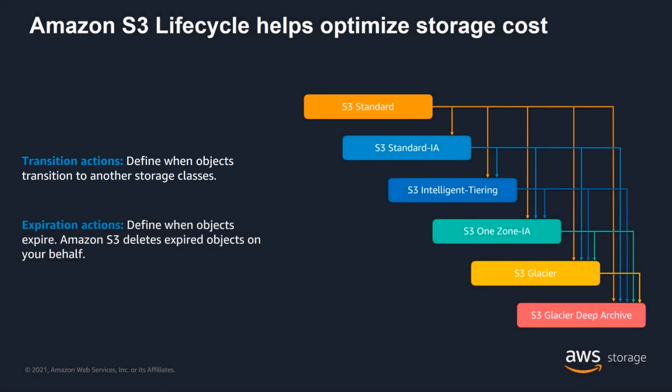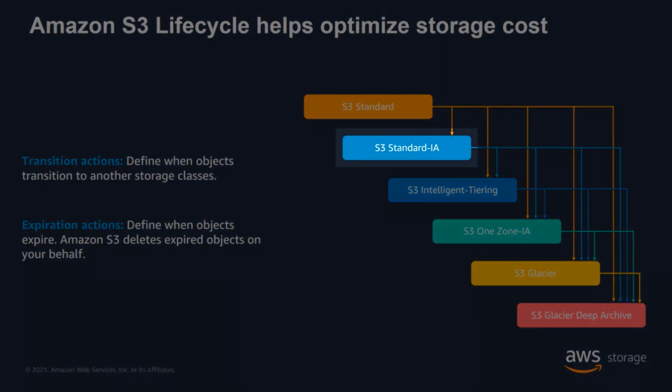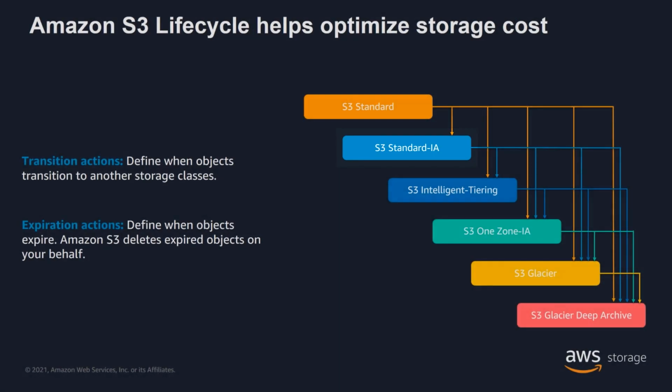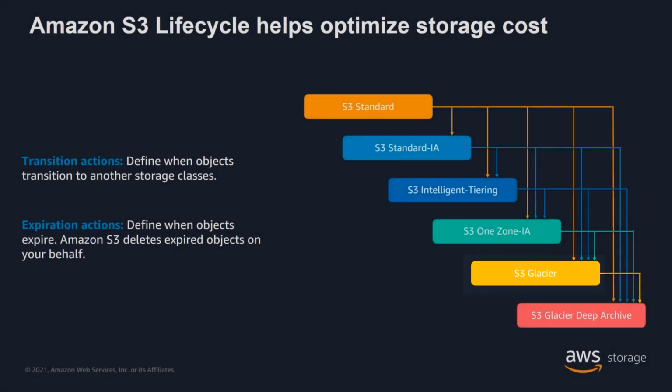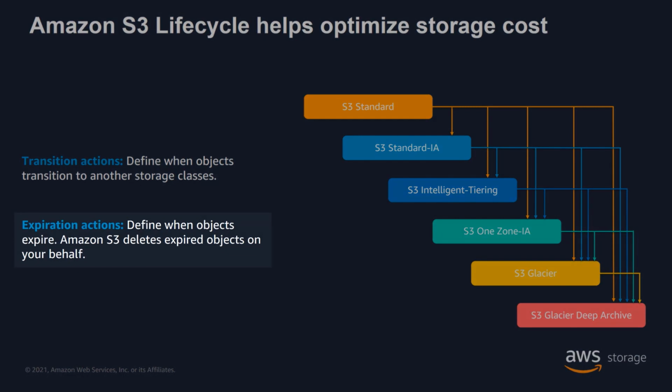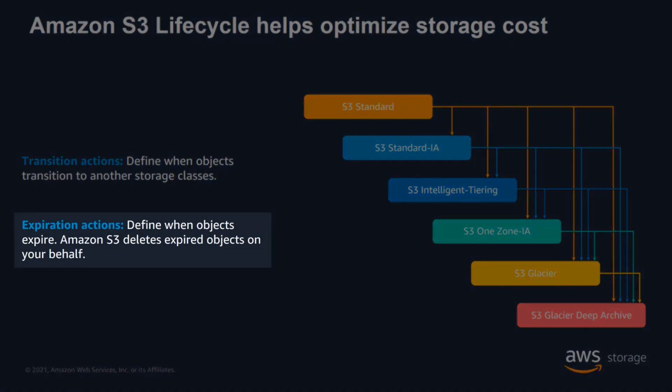For example, you might choose to transition objects to S3 Standard Infrequent Access 30 days after they were created, and archive objects to S3 Glacier 90 days after they were created. Expiration actions define when objects expire. S3 deletes expired objects on your behalf.